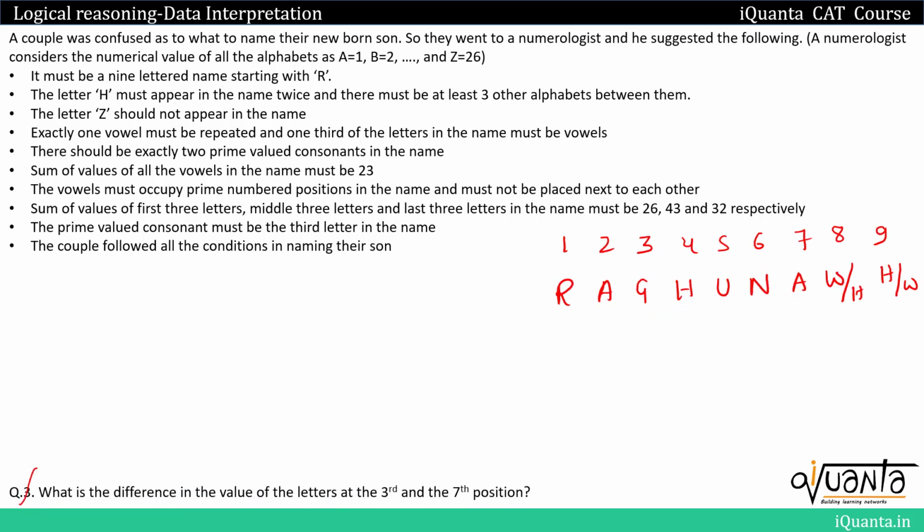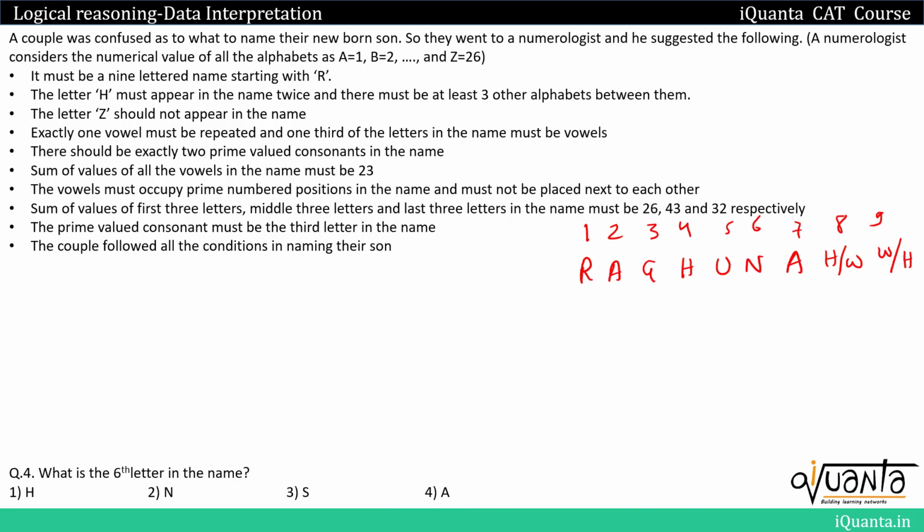Let's solve the third one now. The third question is, what is the difference in the value of the letters at the third and seventh position? So third and seventh position, G and A. G has value 7, A has value 1, difference will be 6. Let's solve the last question. The last question is, what is the sixth letter in the name? So it is N. Option 2 will be the correct answer.